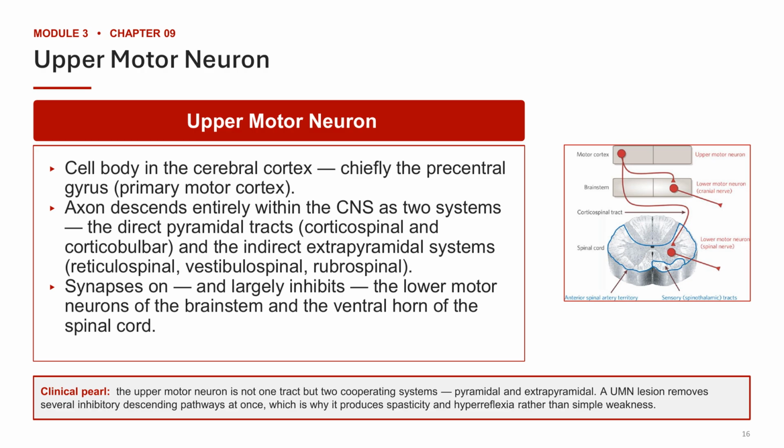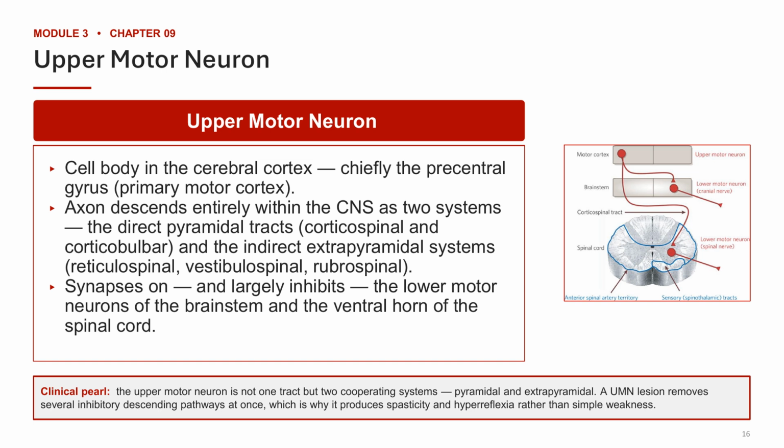The indirect system is the extrapyramidal pathways, reticulospinal, vestibulospinal, and rubrospinal. These govern posture, tone, and the background regulation of the reflex arc. Both synapse on and largely inhibit the lower motor neurons of the brainstem and ventral horn.